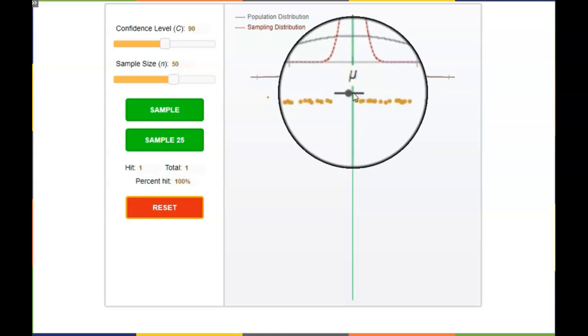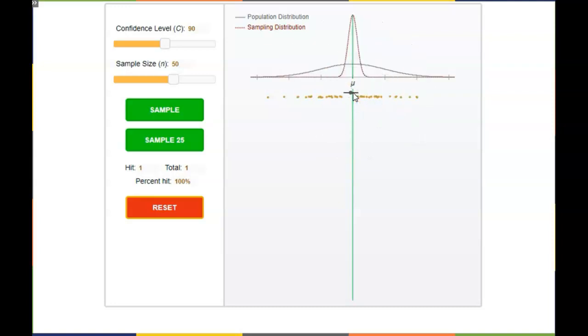Now, what's really important here is not where the black dot is. It's where the black line is. And if that black line crosses the green line, it means our confidence interval includes the value of the population mean. That's exactly what we wanted. We wanted to build a confidence interval that includes the population mean. Now, cool. We did the experiment once, and our sample confidence interval did include the population mean.